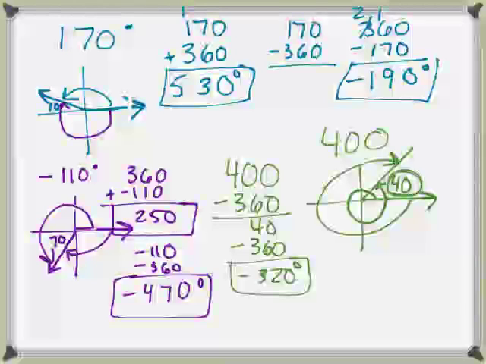Questions on graphing or coterminal angles? Yes? You could add 360 to 400, and that would give you a positive solution, and that would be fine. But that 40 is also an appropriate positive solution as well. So that would work. That would count as our positive answer. We need one positive and one negative. So we just add and subtract as many times as it takes to get there. It'll say draw the angle and give a positive and negative coterminal angle.